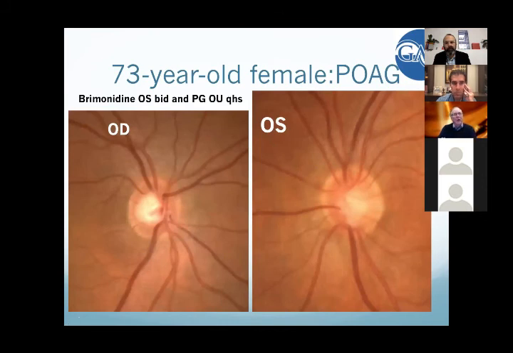So here's another case of a 73-year-old patient who has primary open-angle glaucoma, is on brimonidine in the left eye twice a day, and takes a prostaglandin in both eyes at night. I've been seeing this patient for several years. There's the right nerve, and you can see the left nerve. I think the left nerve eventually got a little bit worse on me. And if you advance it one, Davinder, right there is a little tiny, it's hard to see, especially with my old eyes, a little disc hemorrhage.